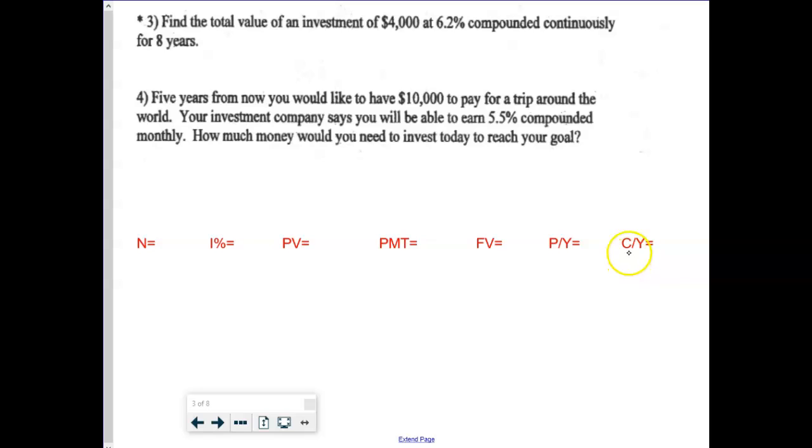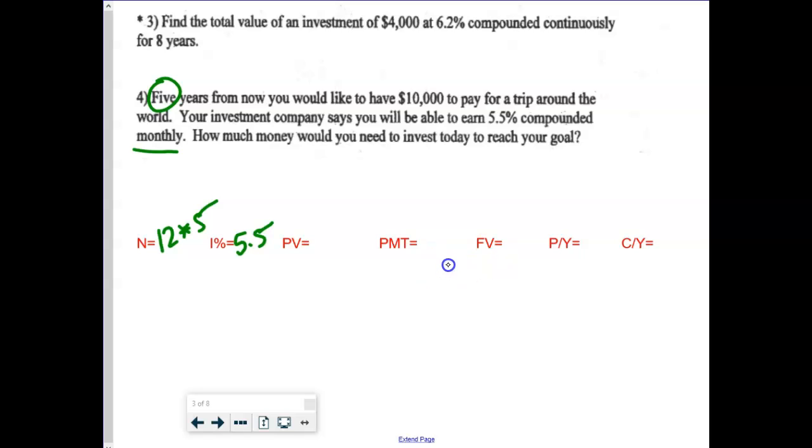We can use TVM Solver though. So N, where are we at? How many years? 5 years. And we're earning interest monthly, so it's collecting 12 times 5, better known as 60. You can just enter it as 12 times 5. The interest rate, 5.5, sure.